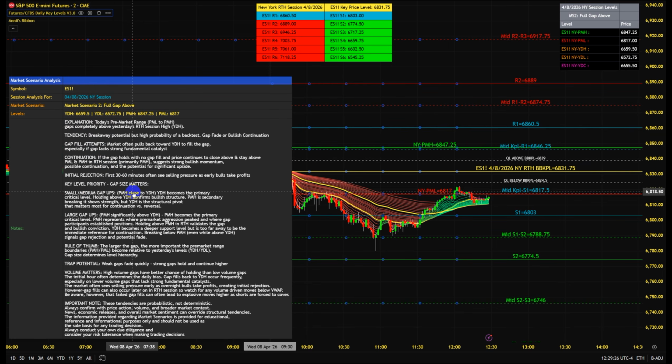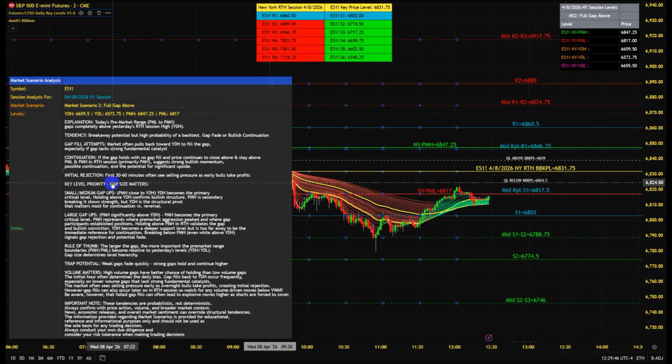We also have key level priority. The key level priority in this case is not going to involve the key levels of the BBKPL and the R and S levels, and it's going to do only with the 4 contextual levels that are part of the market scenario analysis, which are YDH, YDL, PMH, and PML.